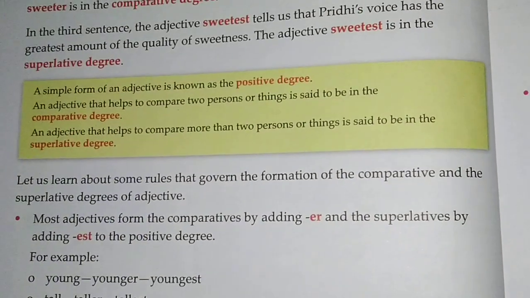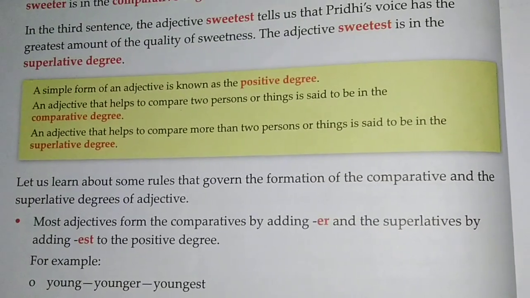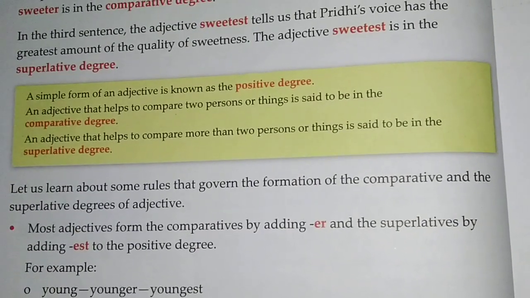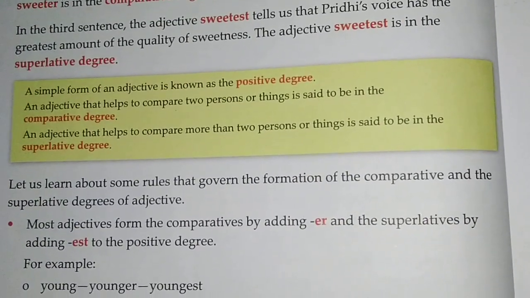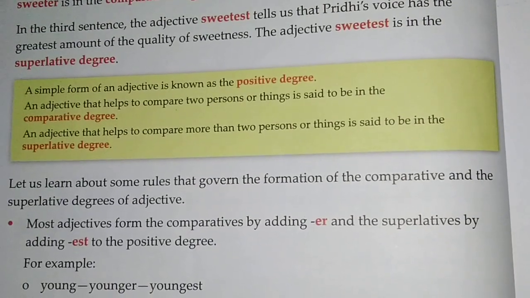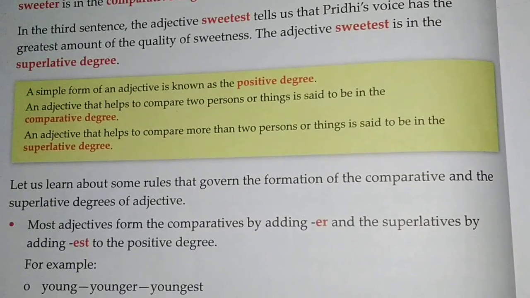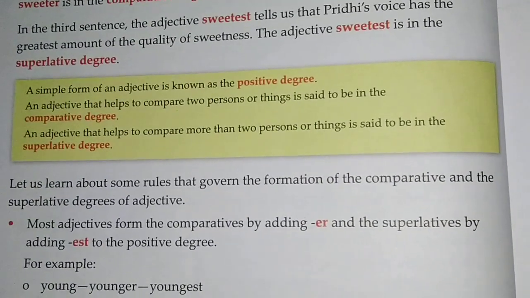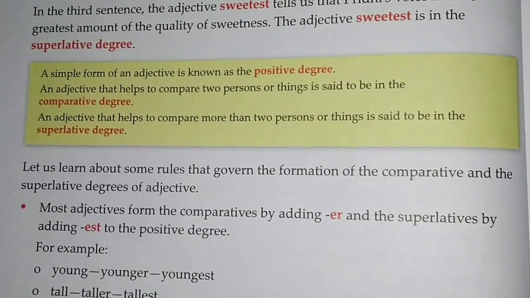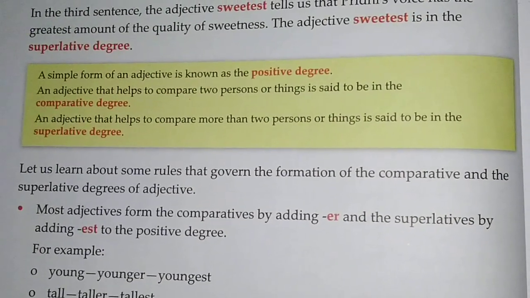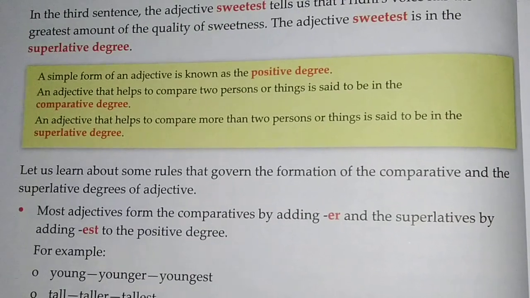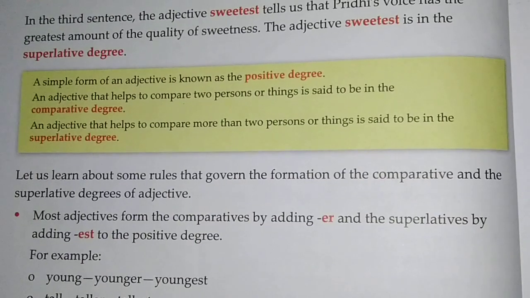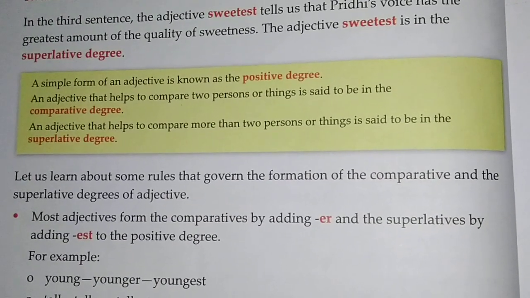For example, Ram is an intelligent boy. Now in this sentence, I am not comparing Ram with anybody else. So Ram is an intelligent boy. Intelligent is an adjective and it is in its positive form. But if I say Ram is more intelligent than Shyam, then in this case what did I use? More intelligent, because I am comparing Ram and Shyam. So when we compare 2 things or 2 people, we use comparative degree. So comparative form of intelligent is more intelligent.